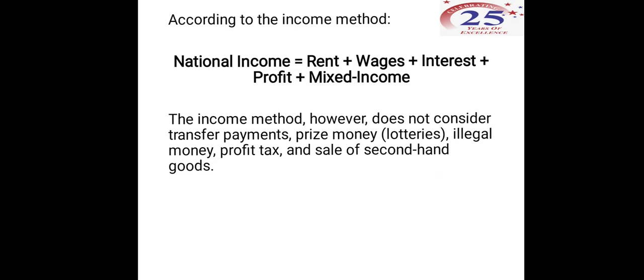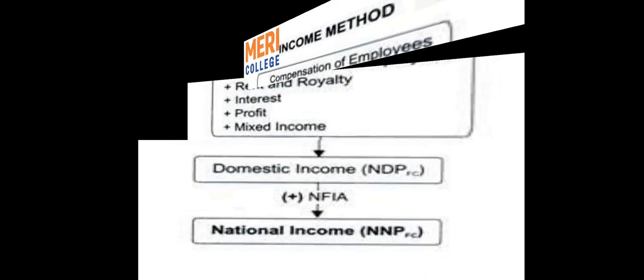The income method, however, does not consider transfer payment, prize money, lottery, illegal money, profit tax and sales of second hand goods.